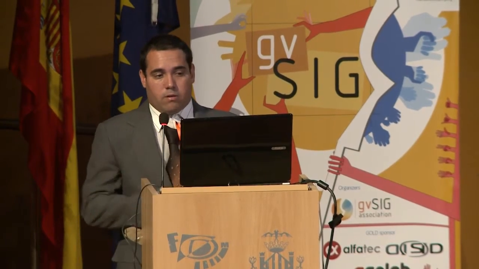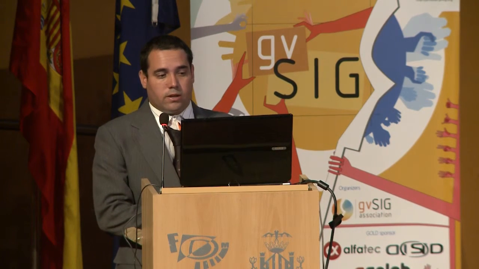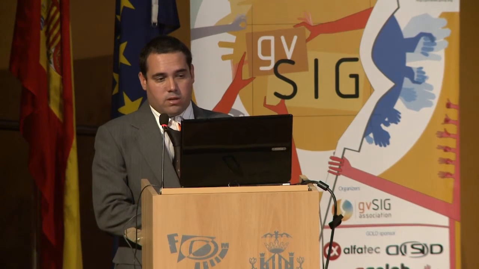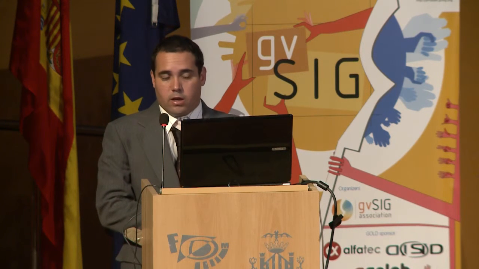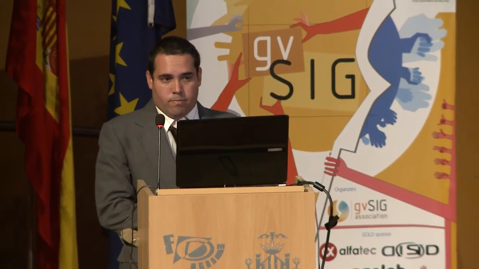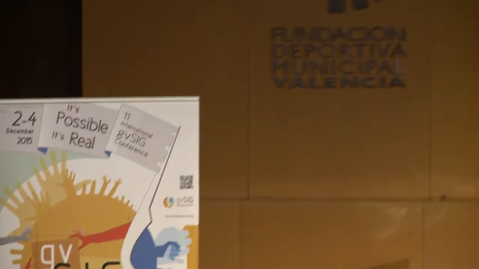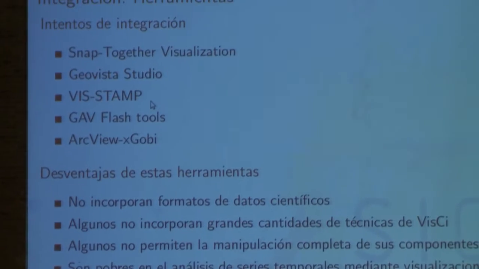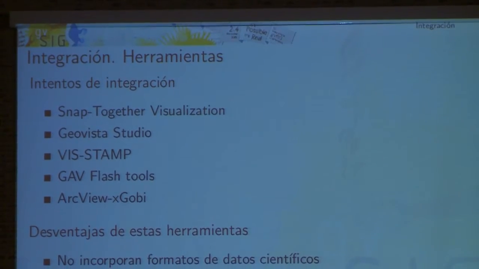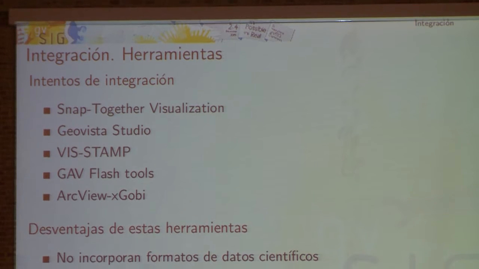And that's the reason why, since 1997, Dr. Maria Teresa Rijn was speaking about 4 integration methods between both disciplines. One is rudimentary, operational, functional, and mixed, that incorporate both technologies largely. There were many different attempts for integration between these tools. We have, as an example, a snap together visualization, GeoVista Studio, VisStamp, JV Flash Tools, ArcView, XGobi.